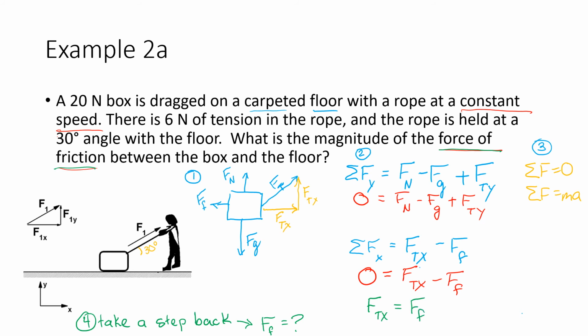And because the force of tension minus the force of friction equals 0, that means the force of tension in the x direction equals the force of friction, which is kind of awesome, because that means we're almost done. We don't have to solve for anything else. We're just going to have to solve for the force of tension in the x direction.